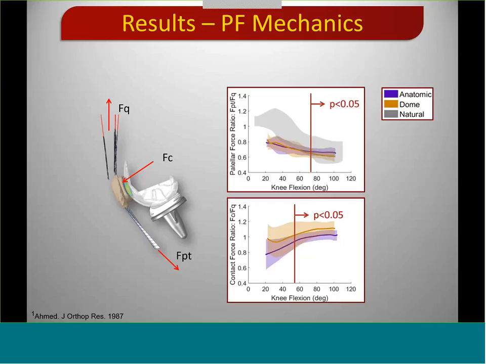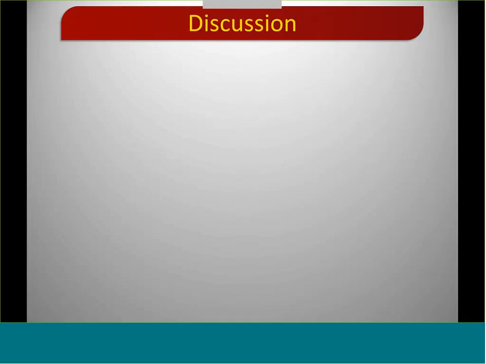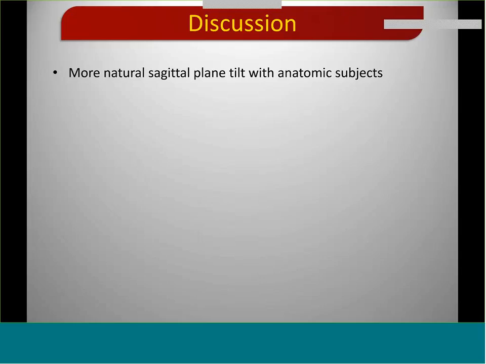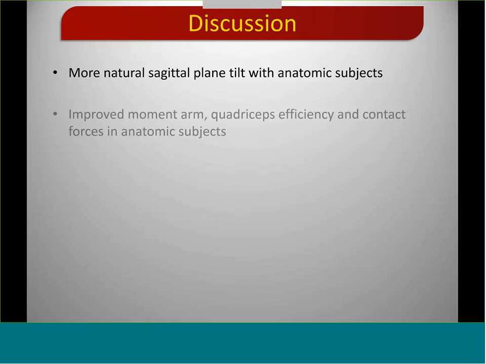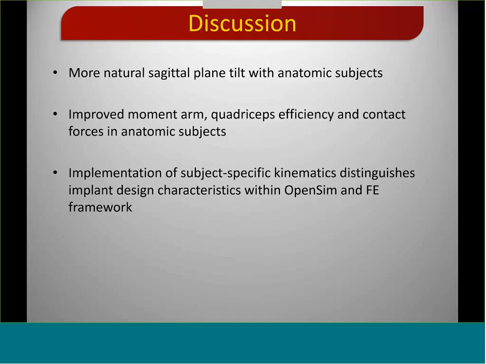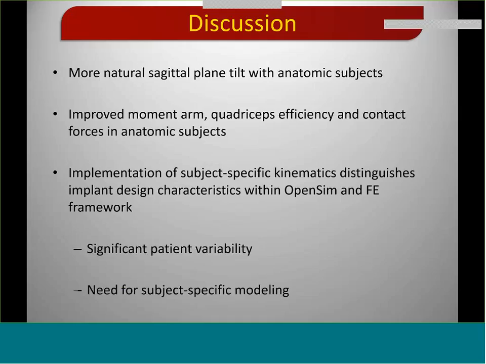And so the main takeaways from this study were that anatomic subjects demonstrated patellar flexion closer to that of the natural subjects, which was consistent with previous findings. Also, anatomic subjects demonstrated improved moment arm, quadriceps efficiency, and lower contact forces, which could indicate better performance. Results indicated significant patient variability in the kinematics and mechanics, highlighting the need for subject-specific modeling. The addition of radiography-based patellofemoral kinematics in the OpenSim and finite element framework was significant in that it distinguished important design characteristics between the two implant designs. I'll pass it back to Kevin for some closing remarks.